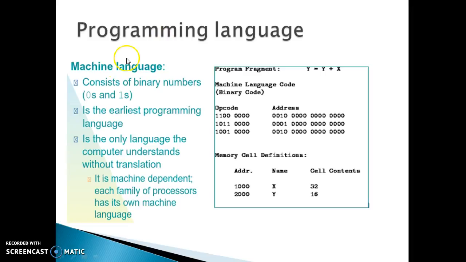This is the first generation language, and machine language is written in zeros and ones form only. Opcode and operand will be used. Opcode means the operation to perform, and operand means on which data to perform the operation. We have to write in multiple zeros and ones. It's very difficult to debug errors in this language.